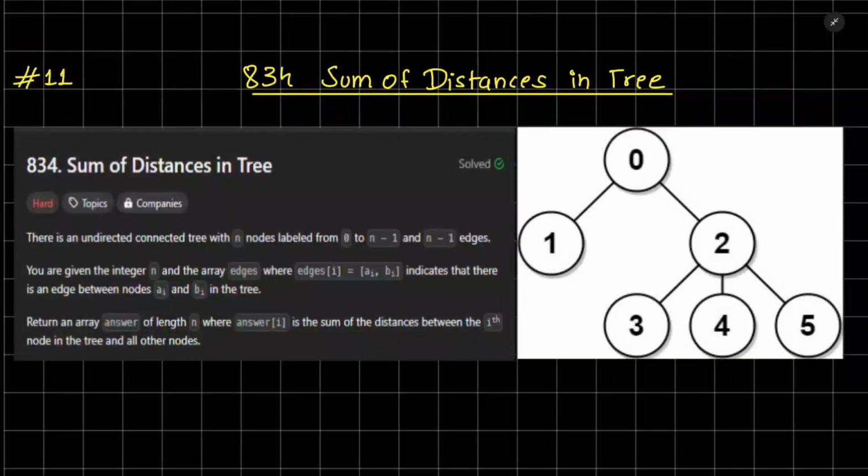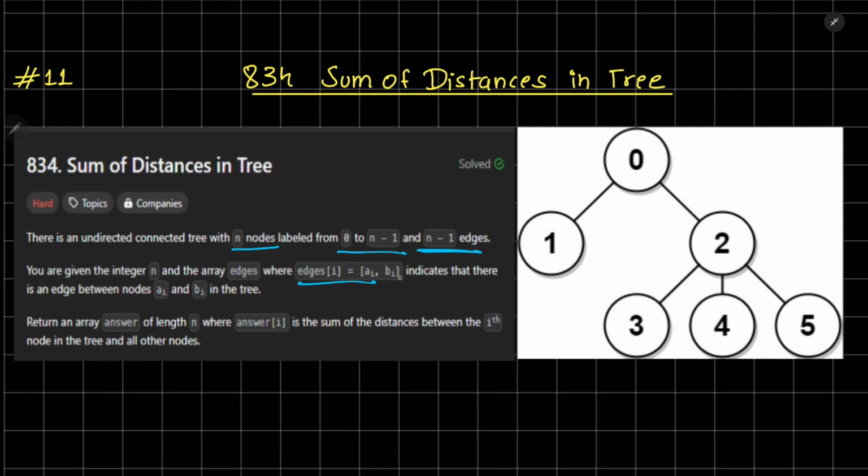Let's look at LeetCode problem number 834, sum of distances in a tree. This problem is rated hard, and it surely is. What we are given here is a tree containing n nodes, labeled from 0 to n minus 1, and a matrix edges which contains n minus 1 edges, represented by the vertices. So it just gives us what we need to make the adjacency list.